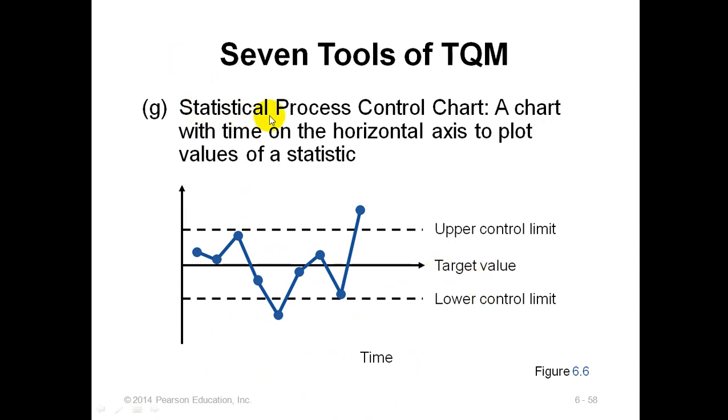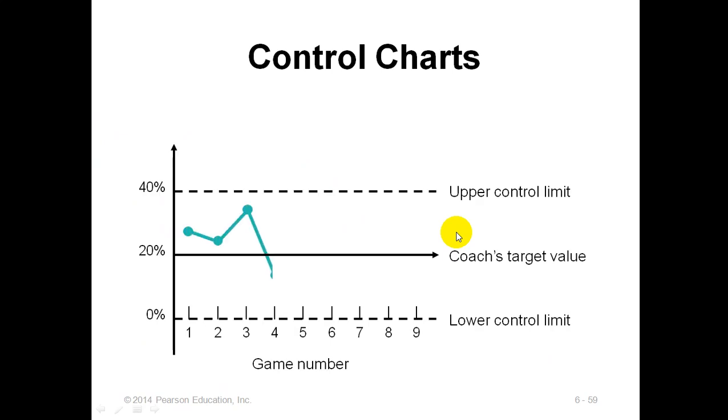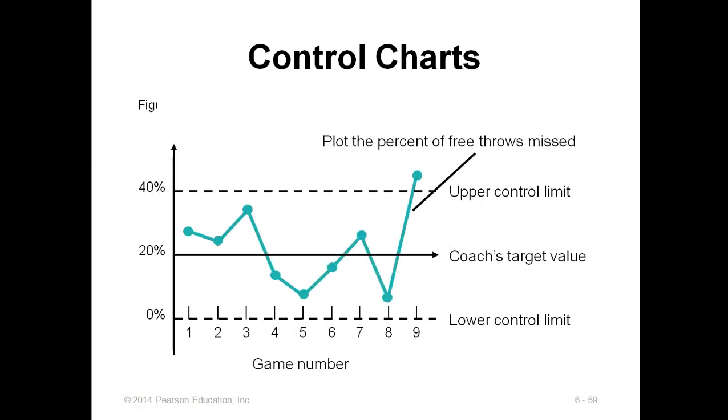This is the statistical process chart, a chart with time on the horizontal axis and the statistical value on the vertical. We have the target value, the lower control limit, and the upper control limit. I am going to give an example of this. We are giving the example of a game where a player has missed the throw. These are the game numbers. The good thing about this control chart is that it gives historical data as well. This is game 1, game 2, game 3, game 4, giving the historical data to interpret the information.